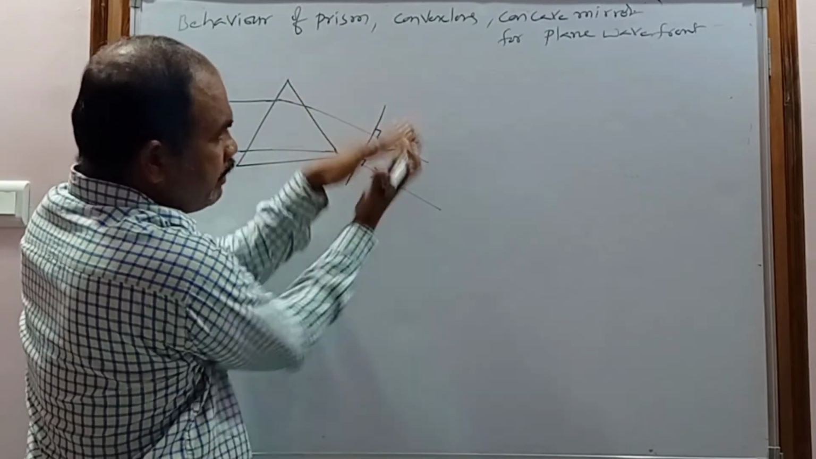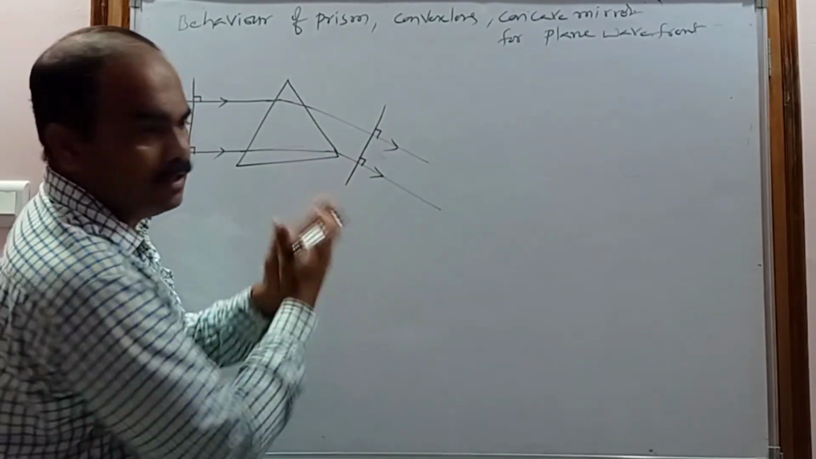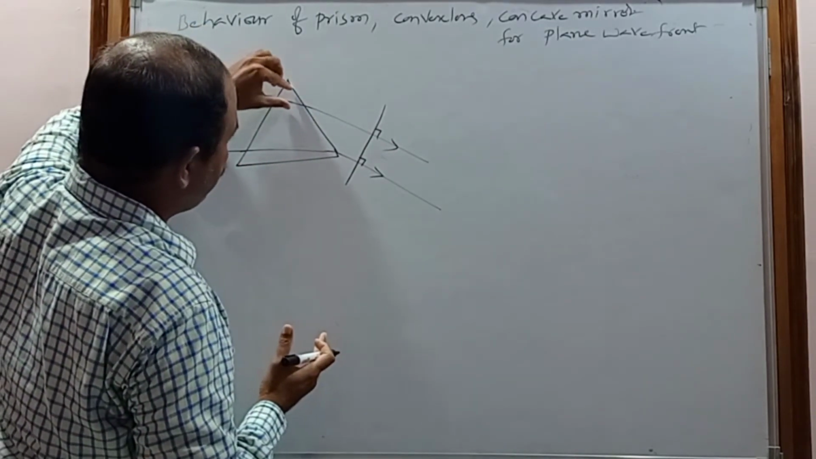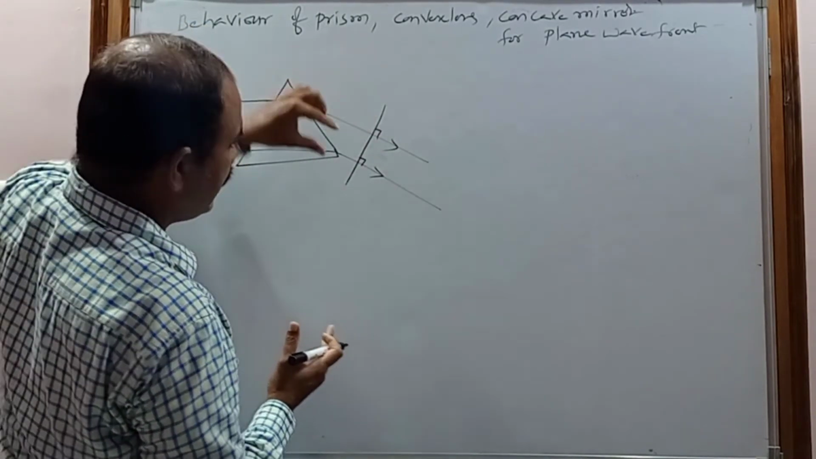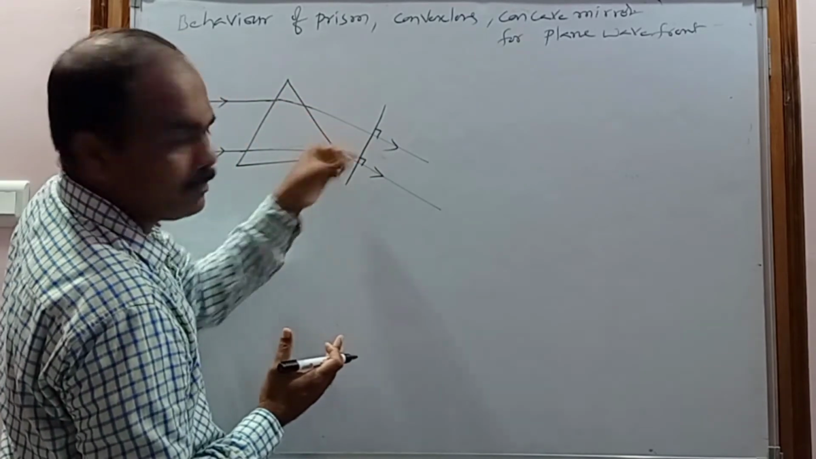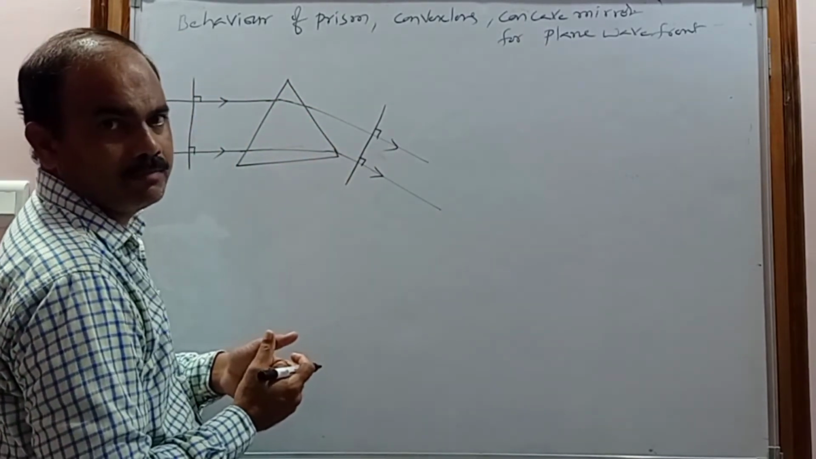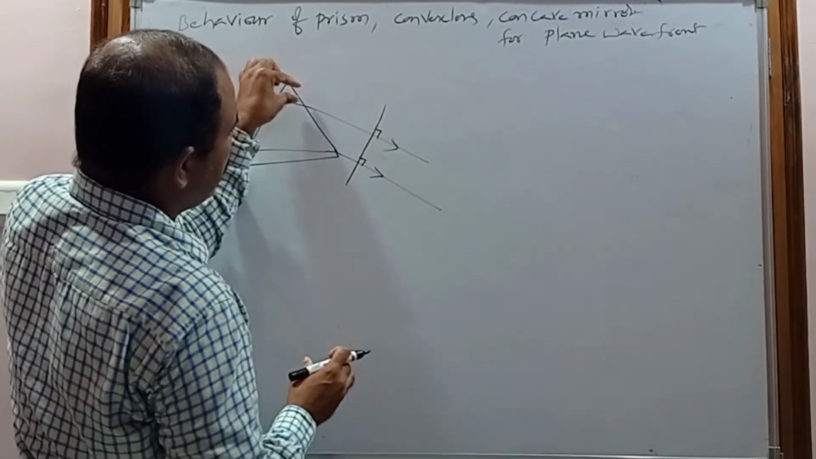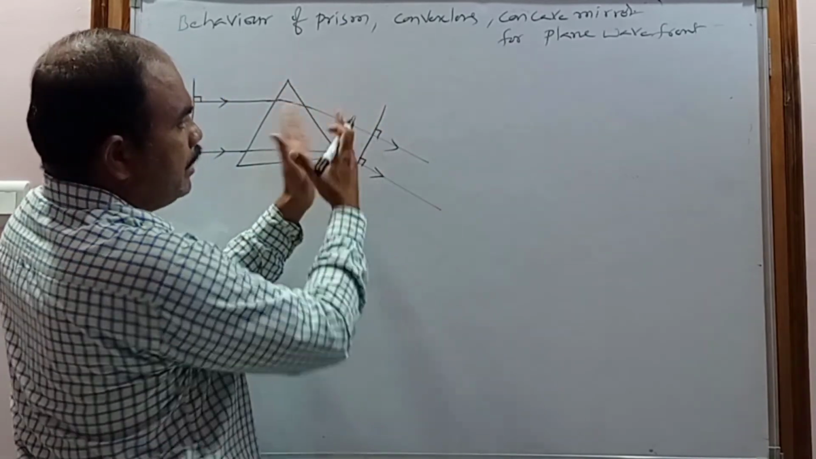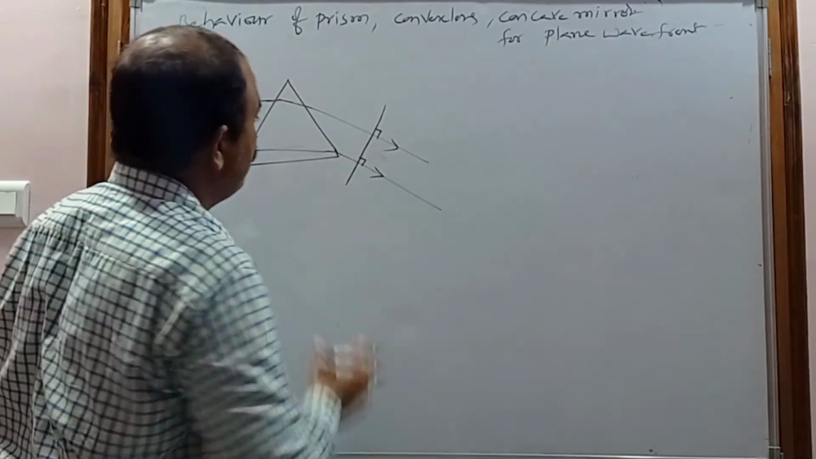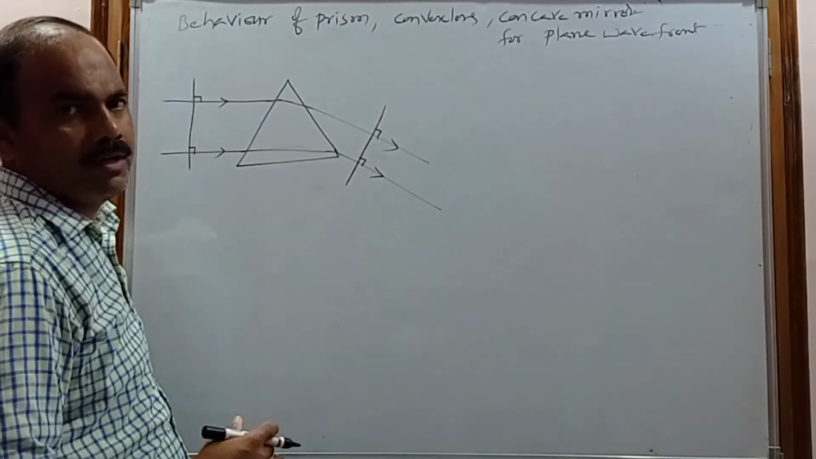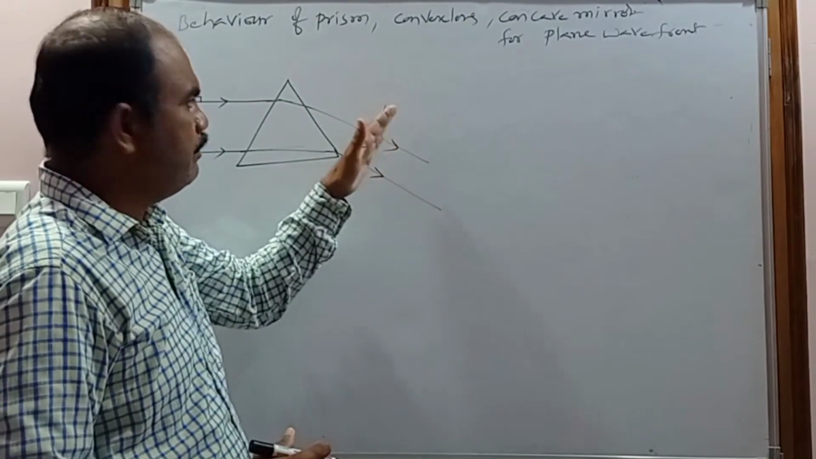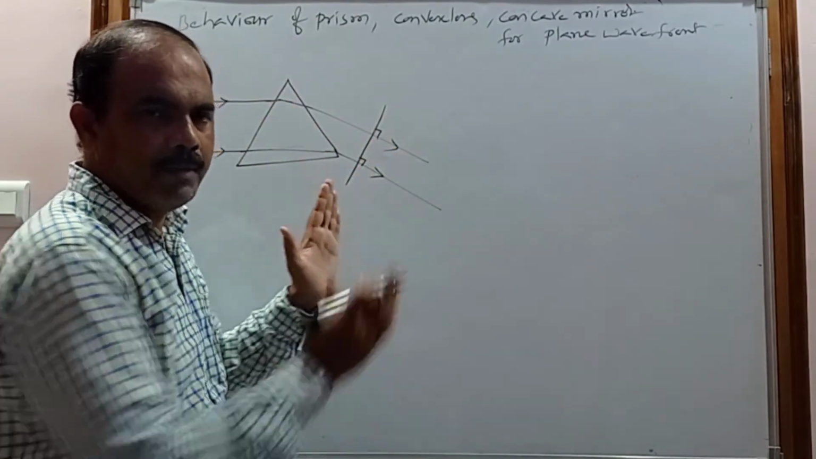Instead of being straight, it will be tilted aside. Why? Because this portion comes out very fast, and this portion comes late because it travels more distance in the prism. This portion travels less distance, so it comes out earlier. That's why it will be tilted. Now this is the behavior of the prism for the plane wavefront. When the plane wavefront is incident on the prism, the wavefront coming out of the prism is also a plane wavefront, but it will be tilted.